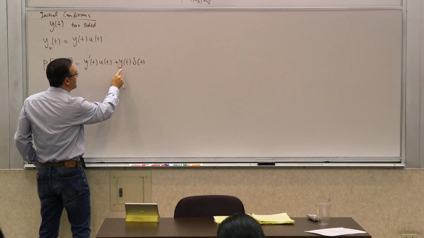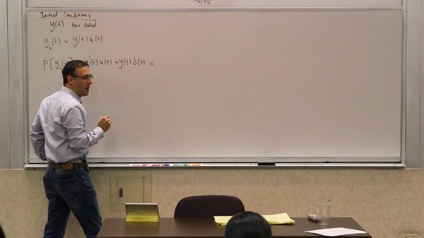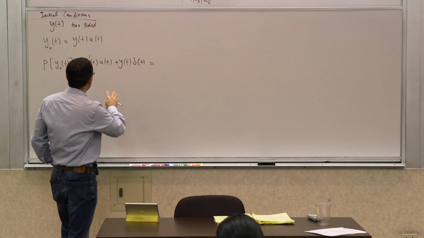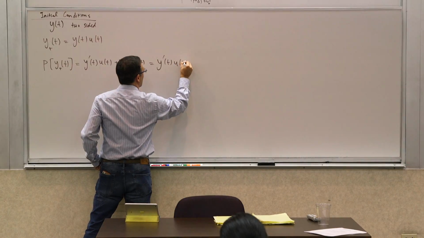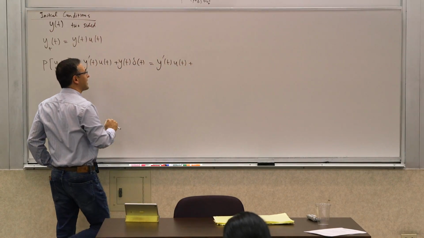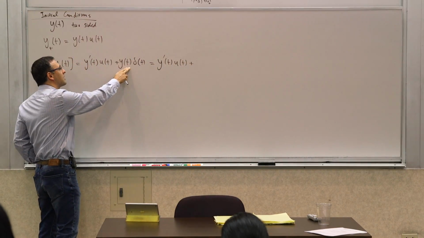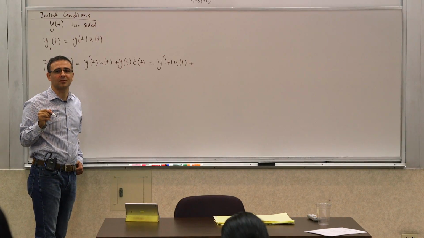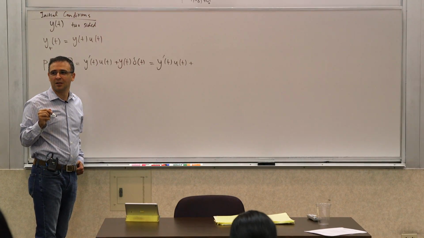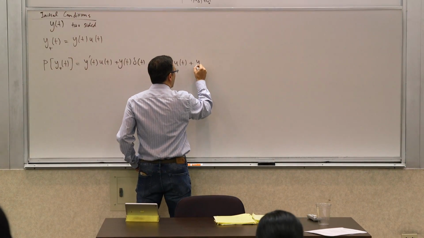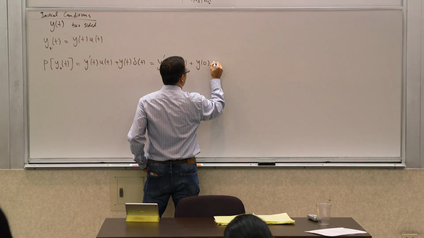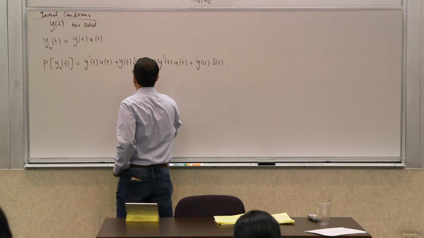But this actually can be simplified a little bit more, right? Because this first part is what it is, y prime of t, u of t. But can I simplify the second part knowing that this is a delta? Do I need to really care about the value of this y of t at all times in this term? It's only one value that matters, right? Which is y0 delta of t. So it's the same thing.